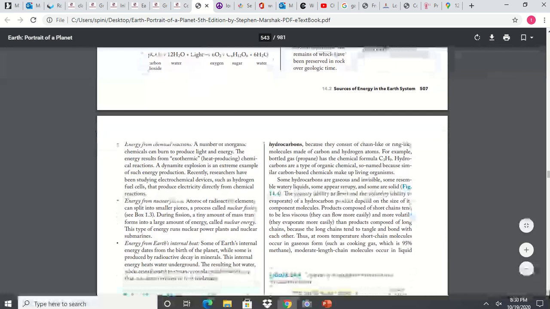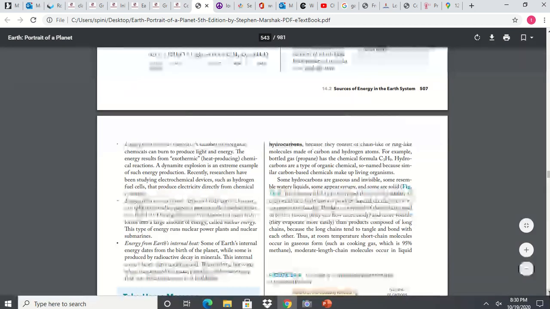Energy from chemical reactions. A car battery is a good example of one of these reactions. Any kind of exothermic reaction where heat is generated is an example of that. And of course, fuel cells. We'll talk a little bit more about what those are. Hydrogen fuel cells, which is something that's possibly a renewable energy source.